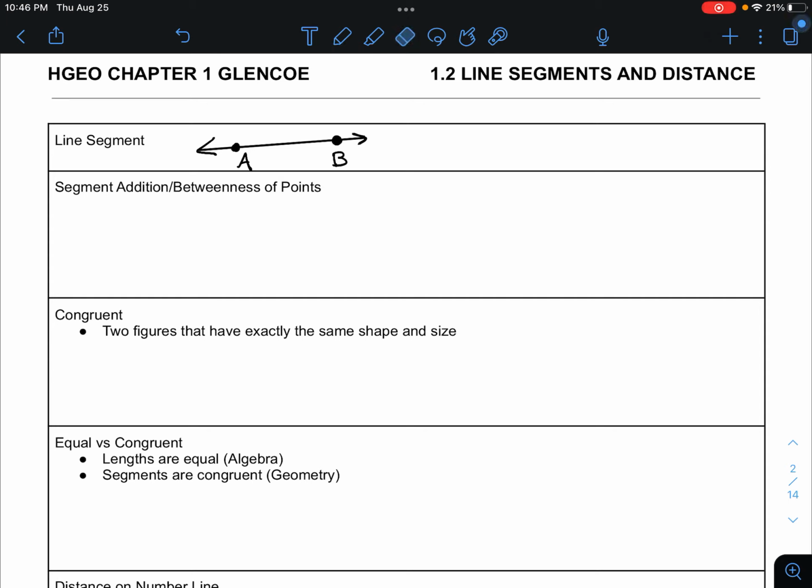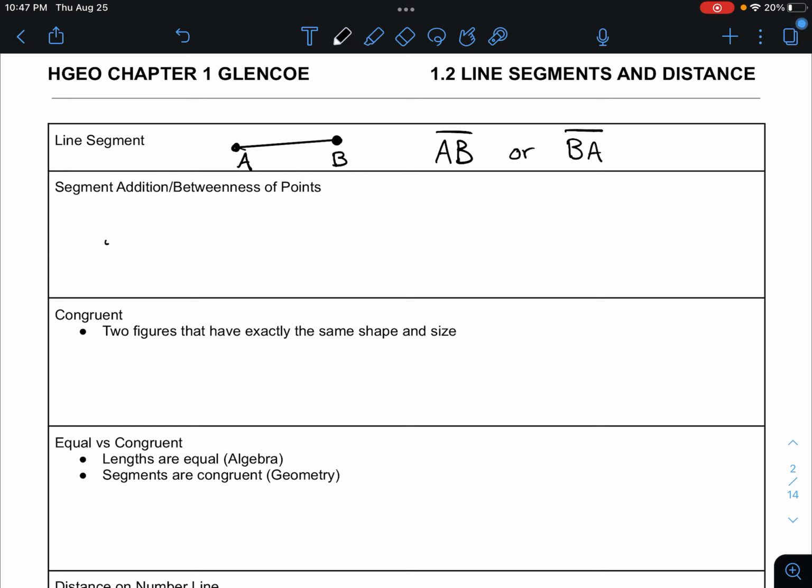But for our purposes here, we really just care about the segment that's in between them. So this would be segment AB, and we would call this AB with the segment hat on top. When it's a line, the line has arrows on either end for the hat. When it's a segment, it does not have arrows on either end. That's line segment AB. You could also call it BA. That would also work.